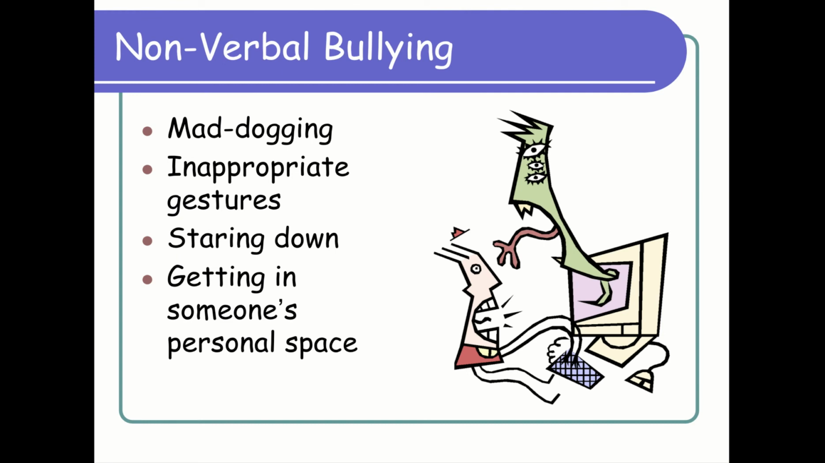I thought mad dogging and inappropriate gestures were very important as well because you can tell when someone's staring at you with very harsh, mean eyes, that can be a very intense feeling. And inappropriate gestures could be a variety of things, but if someone is making a sign to you or something that's making you feel uncomfortable, then that would be an example of nonverbal bullying.